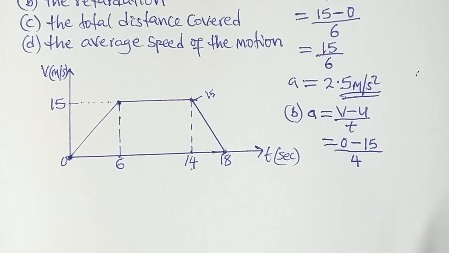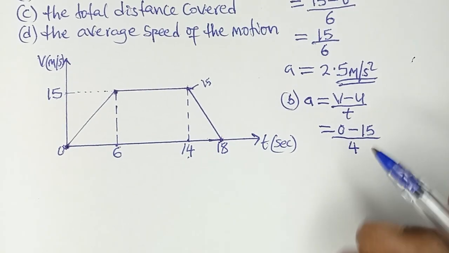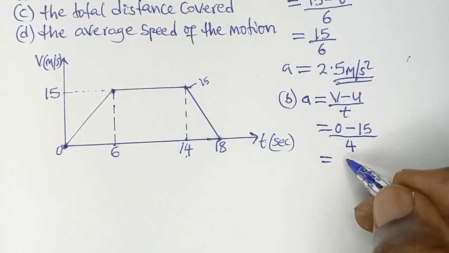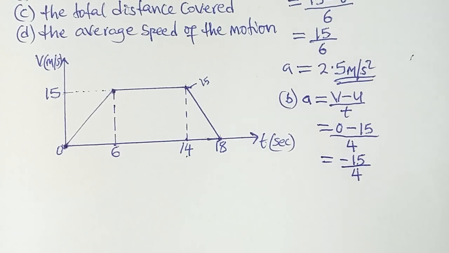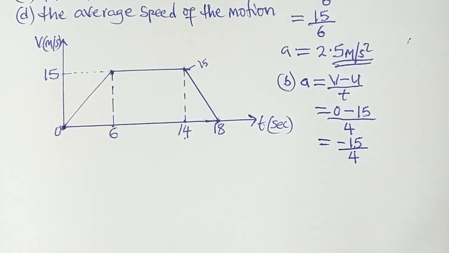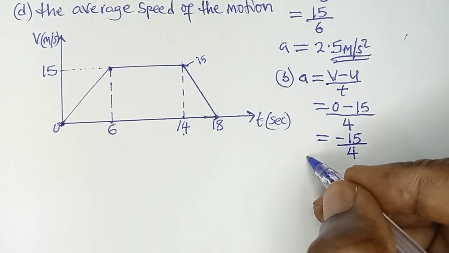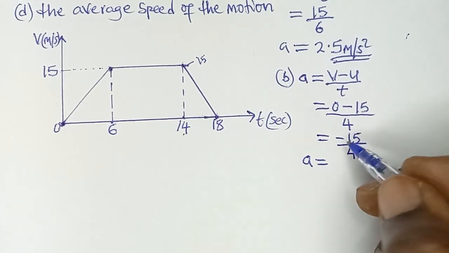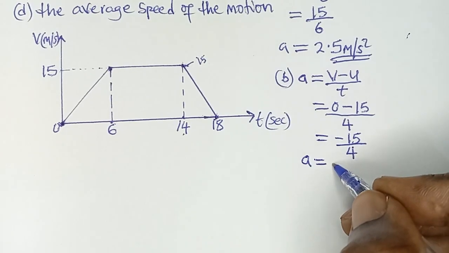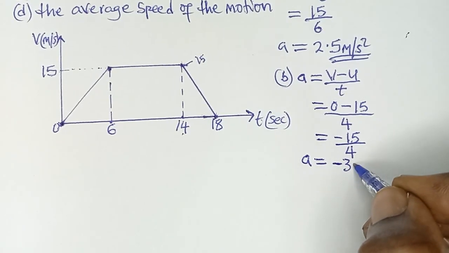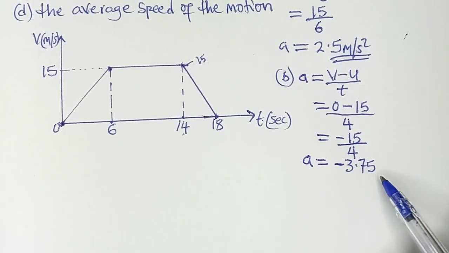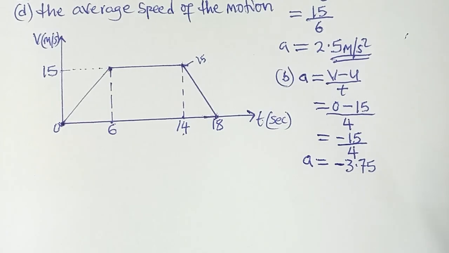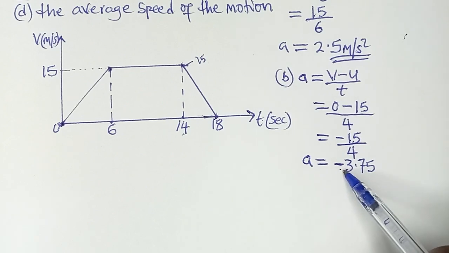So we can continue from the calculation and say it is equal to 0 minus 15, which is negative 15, all over 4. And then negative 15 divided by 4, you agree with me that will give us retardation as negative 3.75. So this is the retardation. That's why I said from the beginning that retardation is negative acceleration. That's why we got the negative sign here.